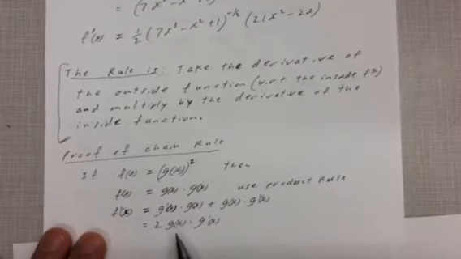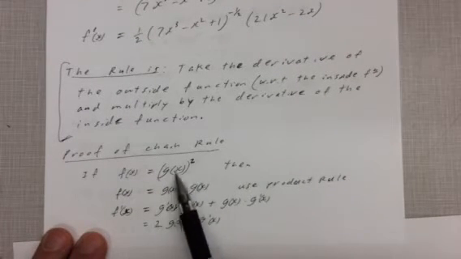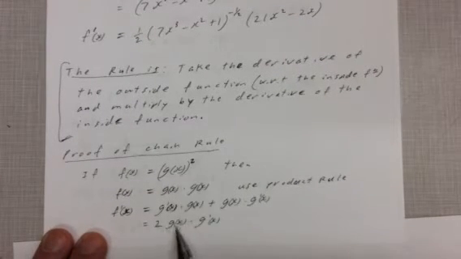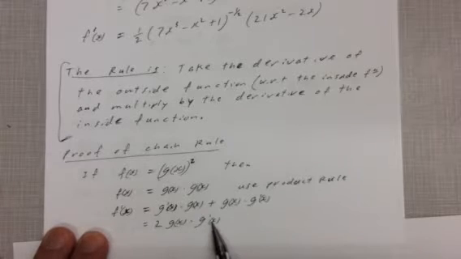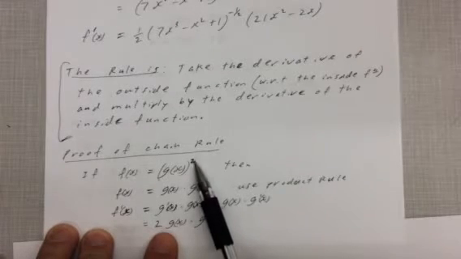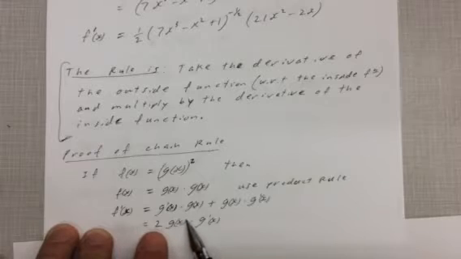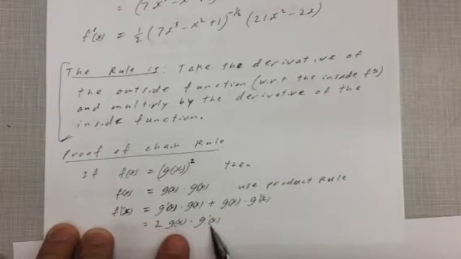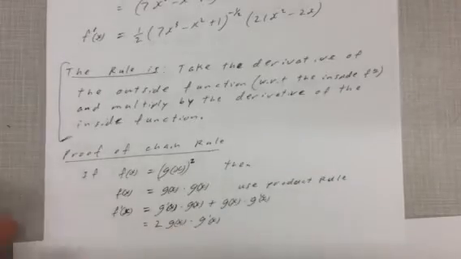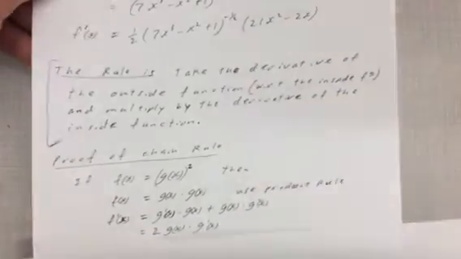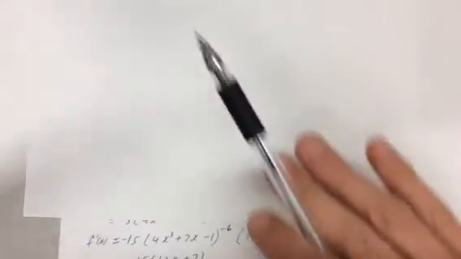So the derivative of g of x to the power 2 is 2 times g of x times g prime of x. Bring the power down, reduce it by 1, so that's just a 1 there, and then multiply by the derivative of the inside function, which is g prime of x. Let's take a look at when the power is 3.